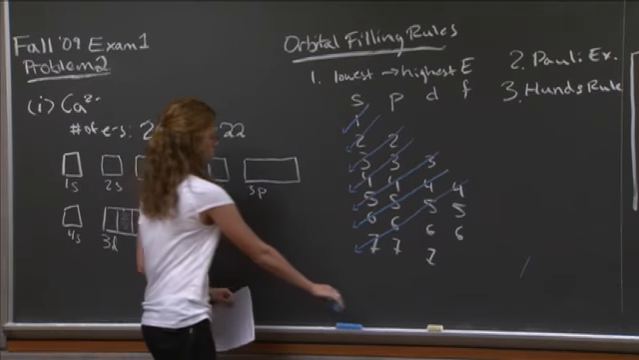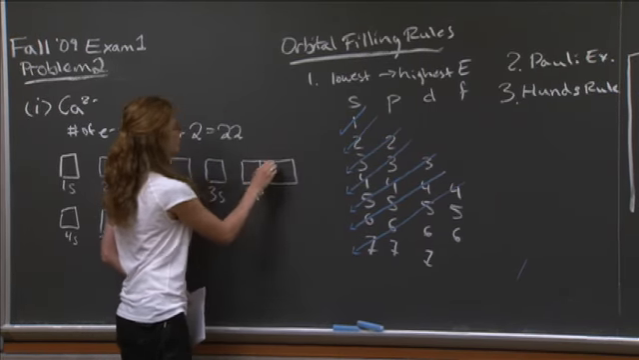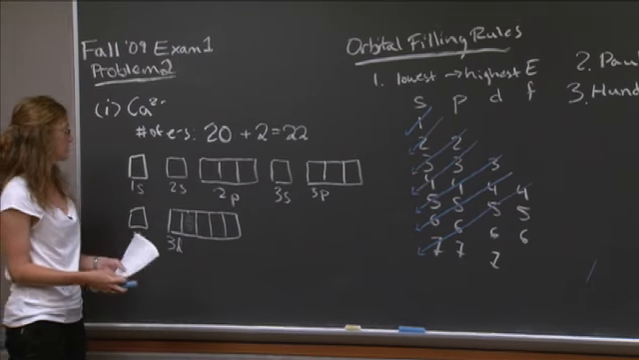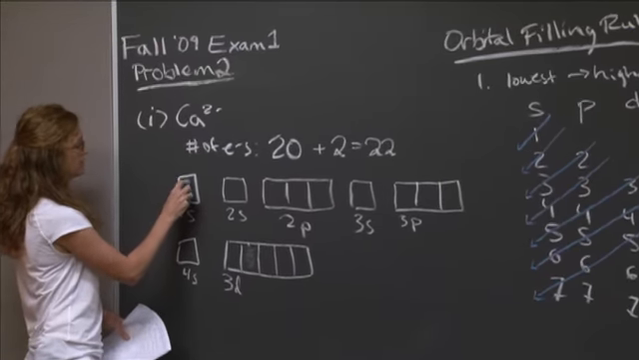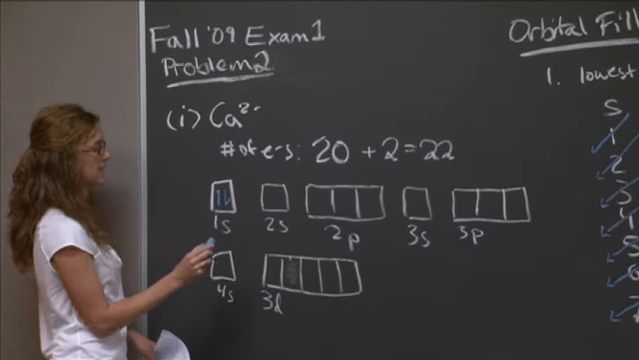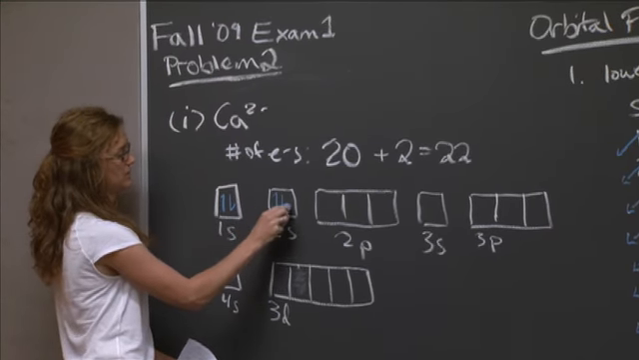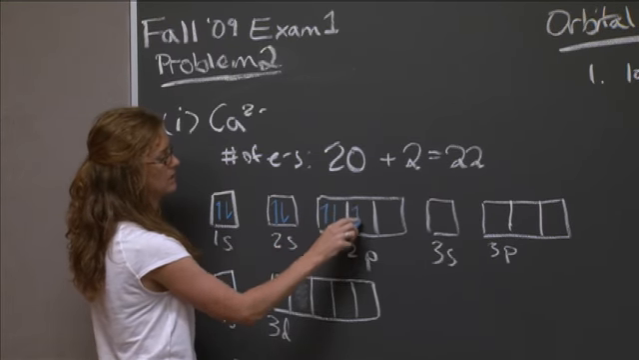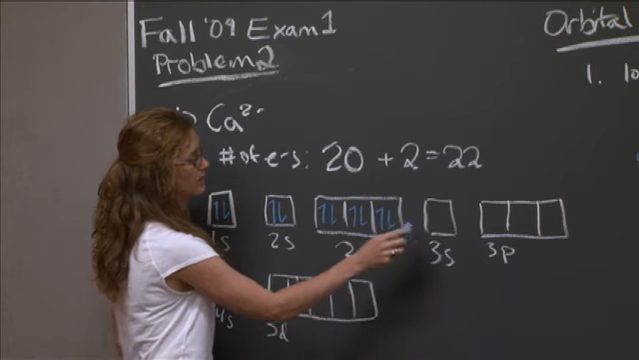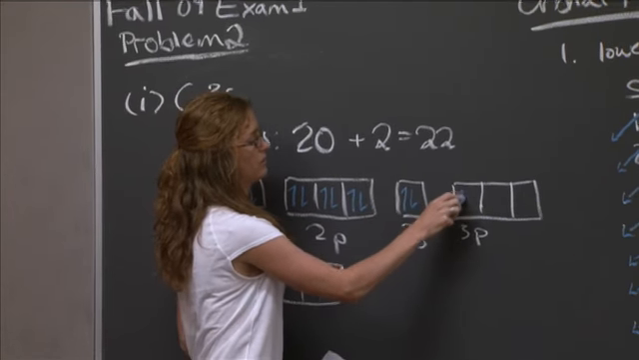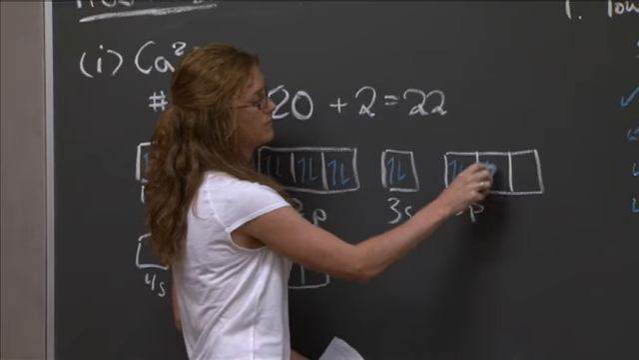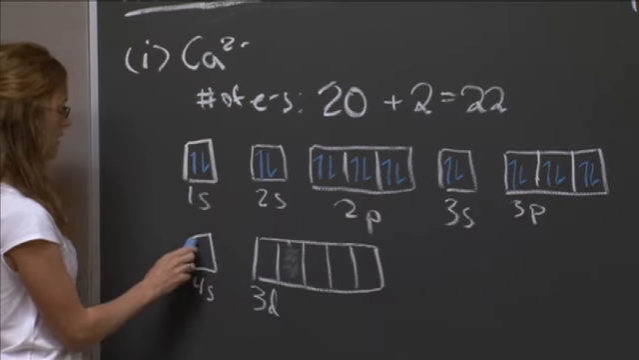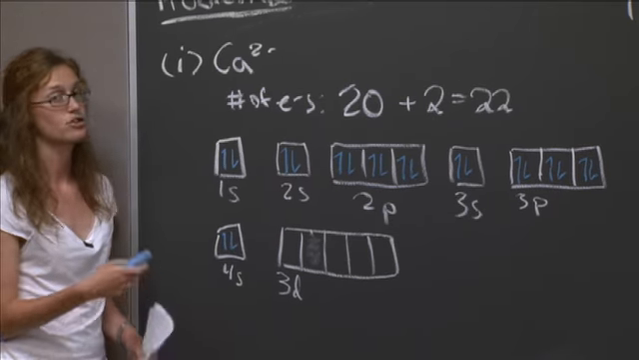So, forgot my boxes here. Now let's start the fun part of filling up the electrons. So we fill up the 1s, spin up, spin down, the 2s, spin up, spin down. So that's 1, 2, 3, 4, 5, 6, 7, 8, 9, 10, 11, 12, 13, 14, 15, 16, 17, 18, 19, 20, and we have 2 more.